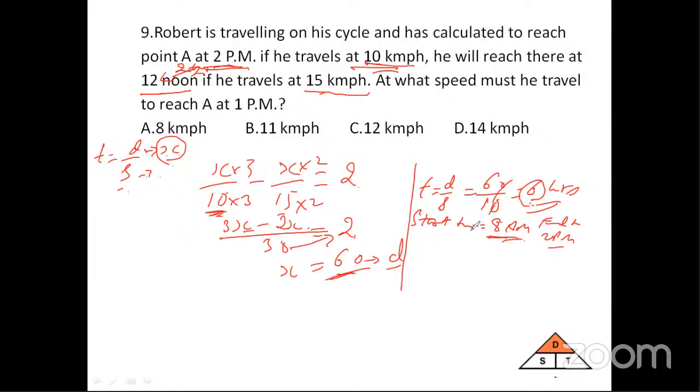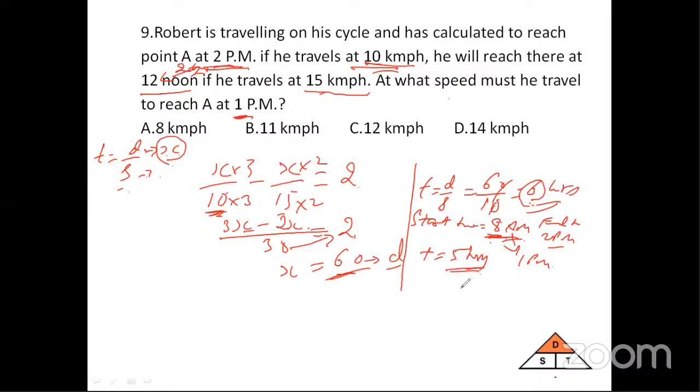Now there is one more twist. Now they're asking at what speed must he travel to reach at 1 p.m. So observe here carefully. He starts at 8 a.m. but he has to reach at 1 p.m., which means he has to travel for 5 hours between 8 a.m. to 1 p.m.